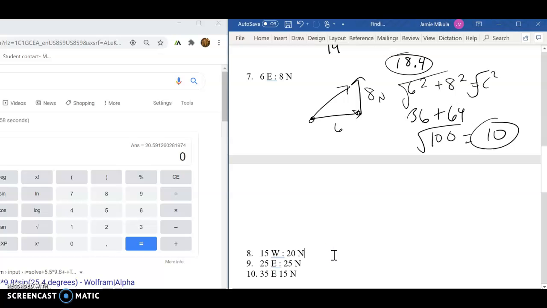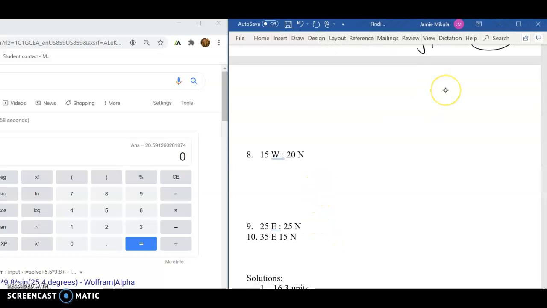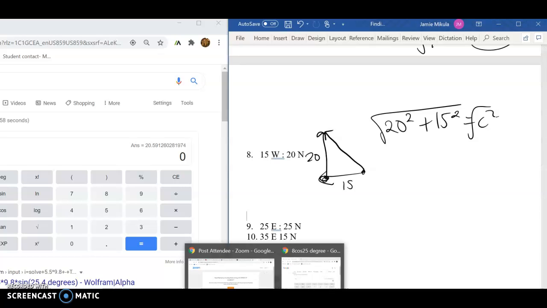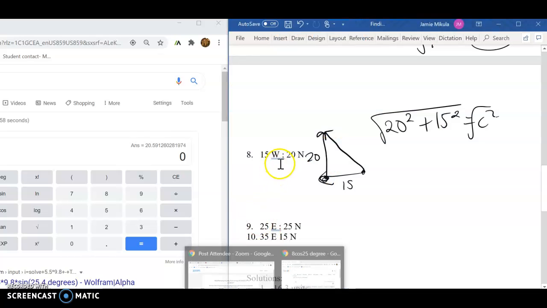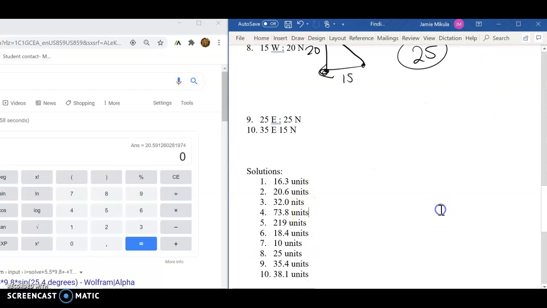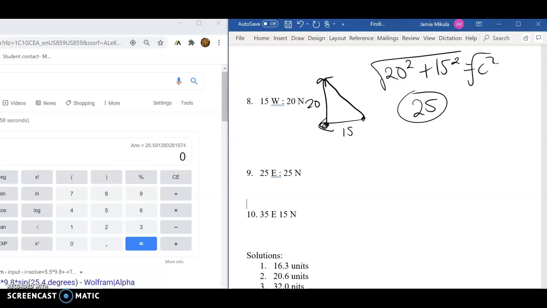Alright, moving right along. Number 8, 15 west is this way. This one's 15. From there I go 20 north. So my resultant will be that line. So 20 squared plus 15 squared equals c squared. Take the square root of both sides. So I'm going to do 20 squared is 400 plus 15 squared is 225. We get 625. You take the square root of that and get 25. All right. 25 is the answer. Let's check our answers. There you go.